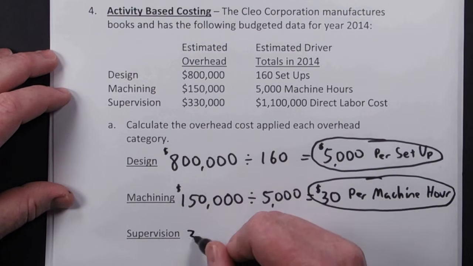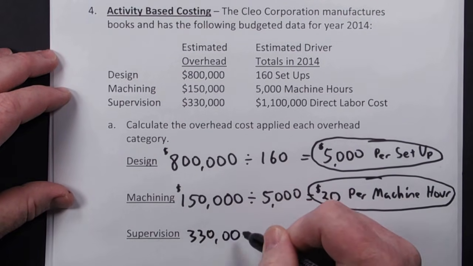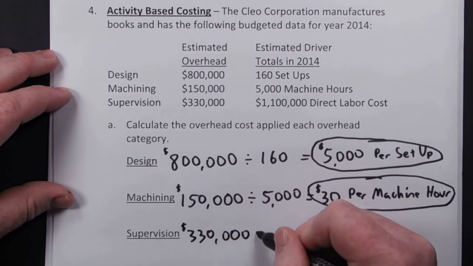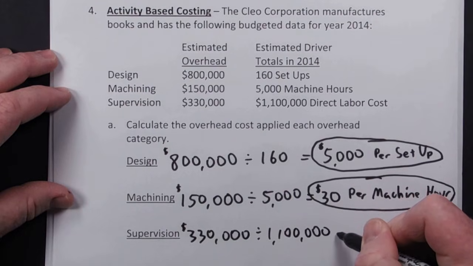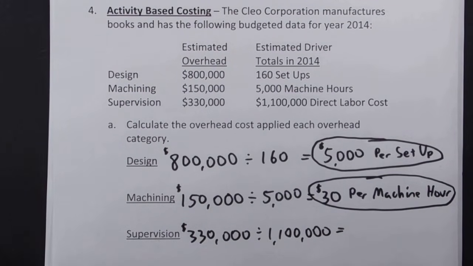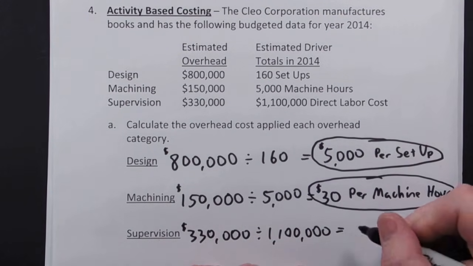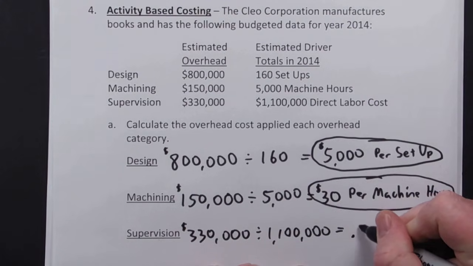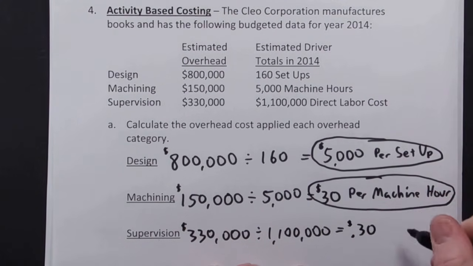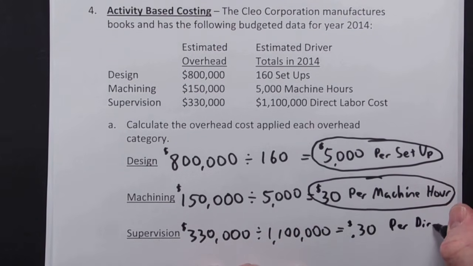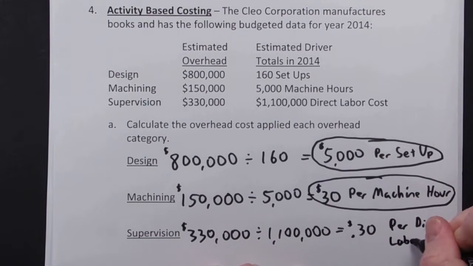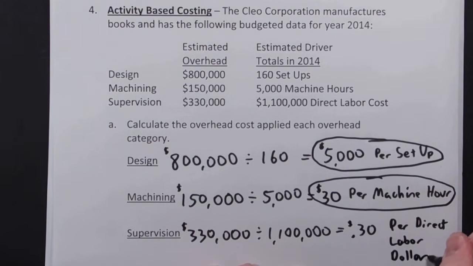Same thing for supervision. Take the estimated overhead amount, divide it by, in this case, direct labor costs, so these are in dollars also. So 330,000 divided by 1,100,000 equals 0.3 or 30 cents per direct labor dollar. So every dollar we have of direct labor, we're going to charge 30 cents for supervision.